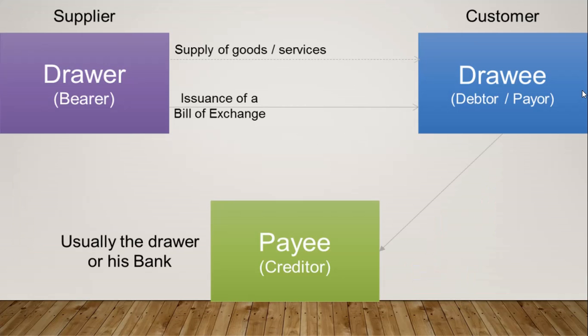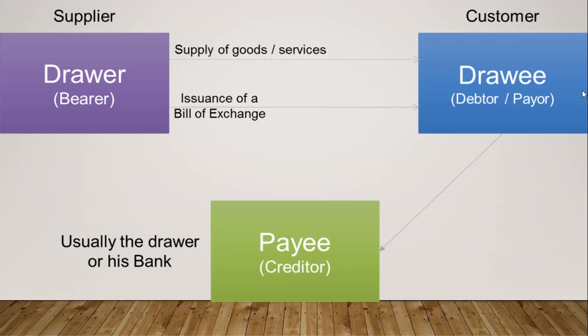Now in brief, drawer is the seller, drawee is the buyer, and payee is the person to whom payment is to be made. Can be drawer himself, can be endorsee, or can be a bank. This is all about bills of exchange.